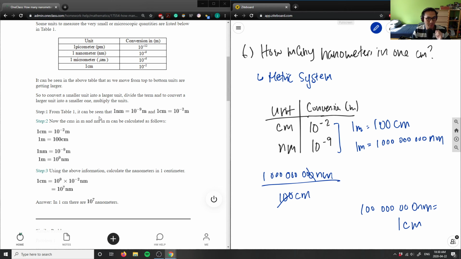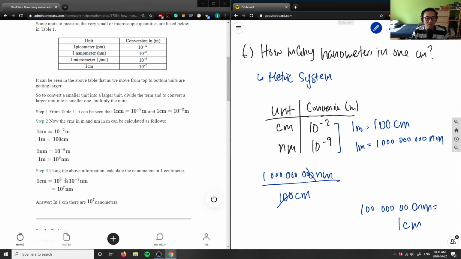So what they're doing here is they're converting basically from centimeters to meters. So it's 10 to the negative 2. And we know that 1 meter equals 100 centimeters. That's good. And 1 nanometer equals 10 to the negative 9 meters. So 1 meter equals 1 billion nanometers. And basically what they're doing is dividing 10 to the 9 by 10 to the negative 2 to get 10 to the 7 here.